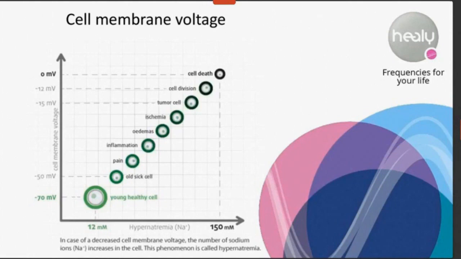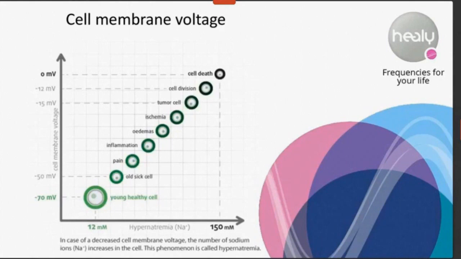You could say in some areas it's described, the environment becomes acidic. But if you look at the picture I'm showing you right now, you see minus 50 millivolts is already an old or a sick cell. It goes to pain, minus 35 millivolt, inflammation, and so on and so forth. Even a tumor cell, according to this model, will have minus 15 millivolts. So a dead cell, of course, has 0 millivolts because there's no communication whatsoever.